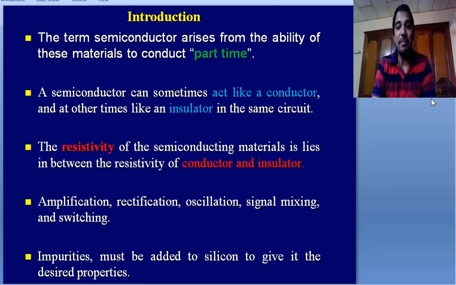The resistivity of semiconducting materials lies in between the resistivity of conductors and insulators. Applications: we use them in amplification, rectification, oscillation, signal mixing and switching devices. In addition, pure semiconductors we may not use in all circuits. We need some impurities to enhance the charge carriers. So impurities must be added to silicon to give it the desired properties. Right? Next slide.